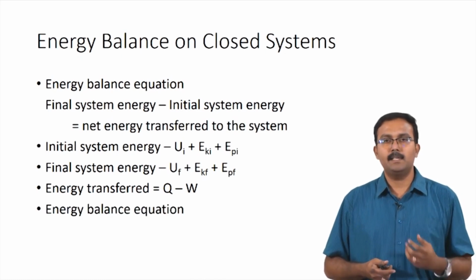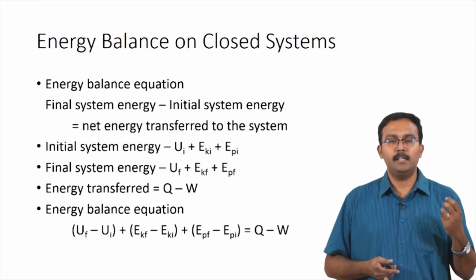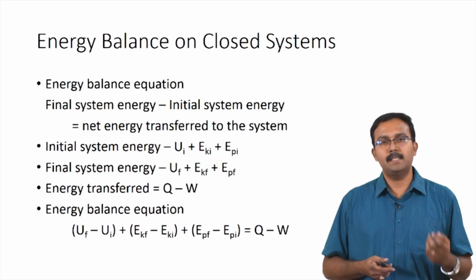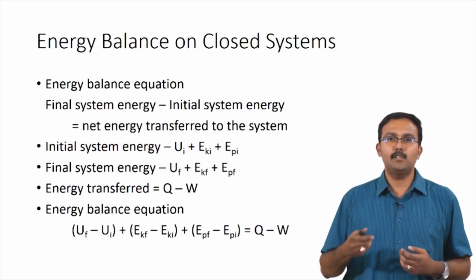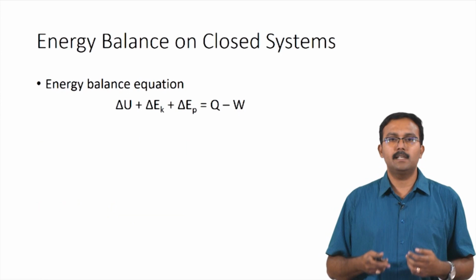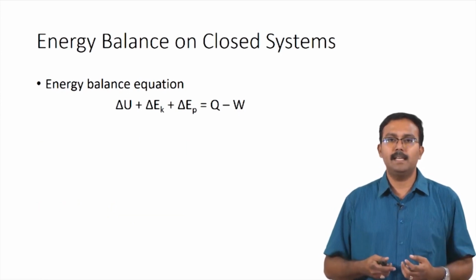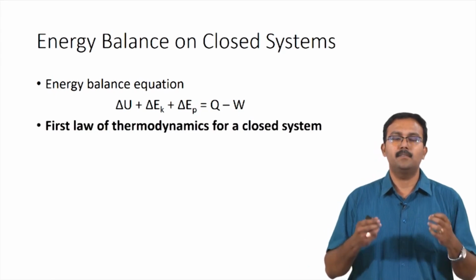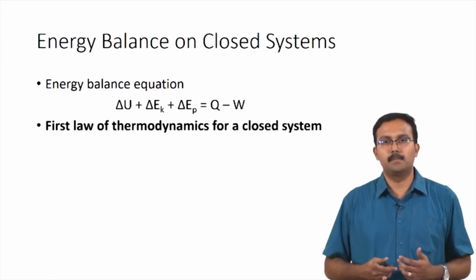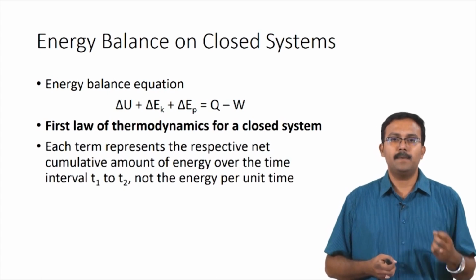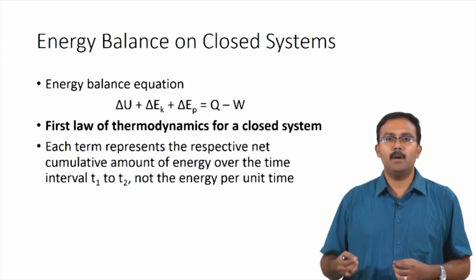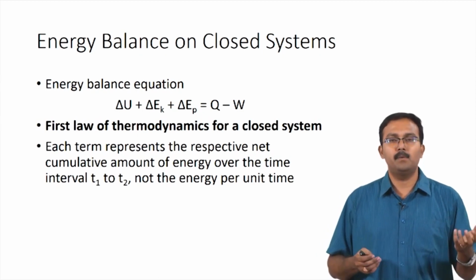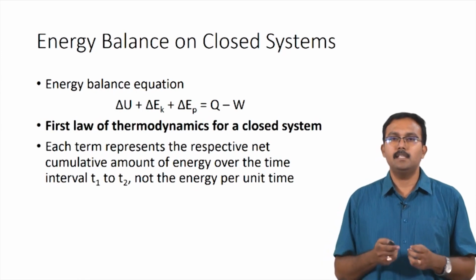So, the energy balance equation can be written as delta U, which is UF minus UI, plus EKF minus EKI plus EPF minus EPI equals Q minus W. So, this equation then becomes delta U plus delta EK plus delta EP equals Q minus W. So, this is the first law of thermodynamics for a closed system. Each term here represents the respective net cumulative amount of energy over a time period of observation, which could be from time t1 to t2. This is not energy per unit time.